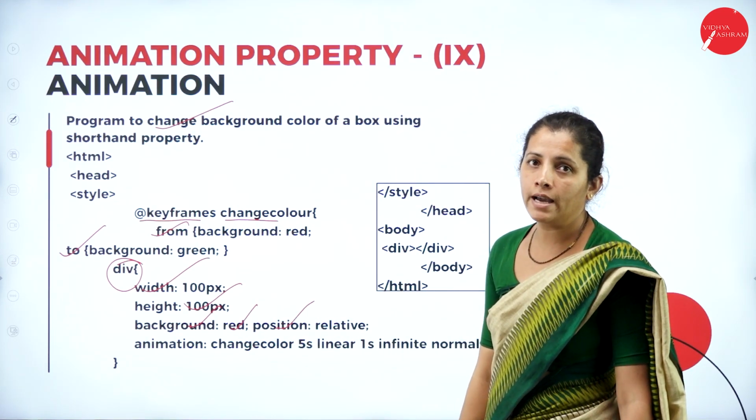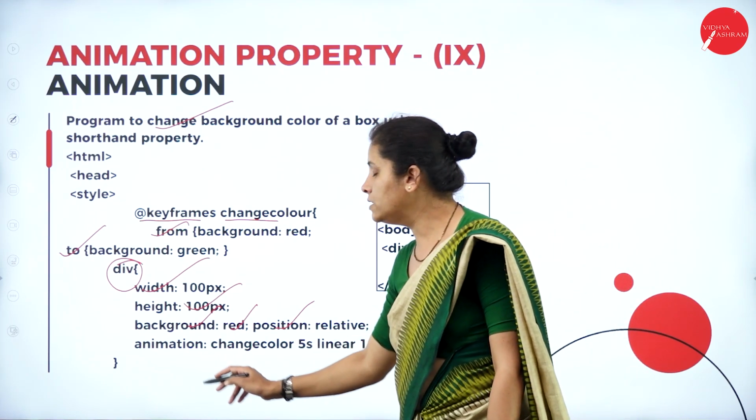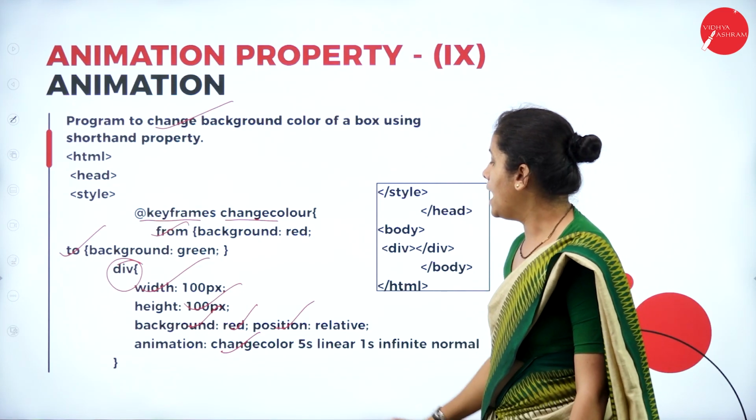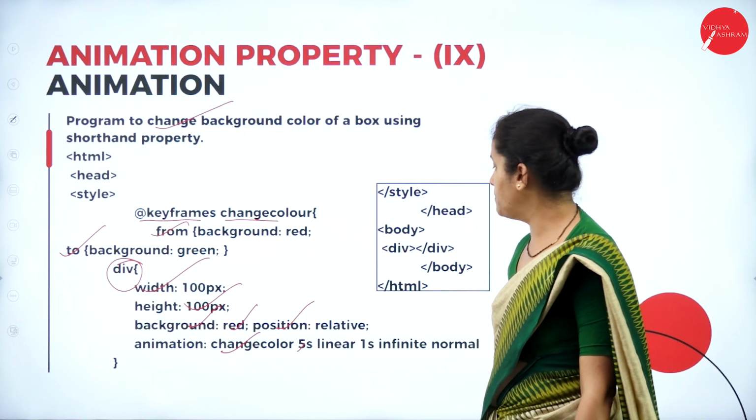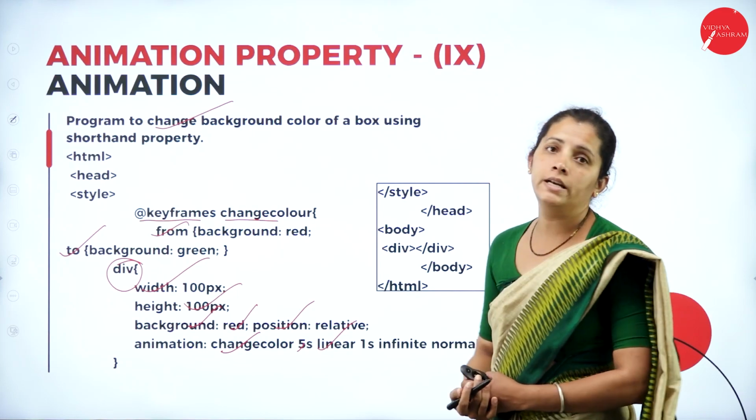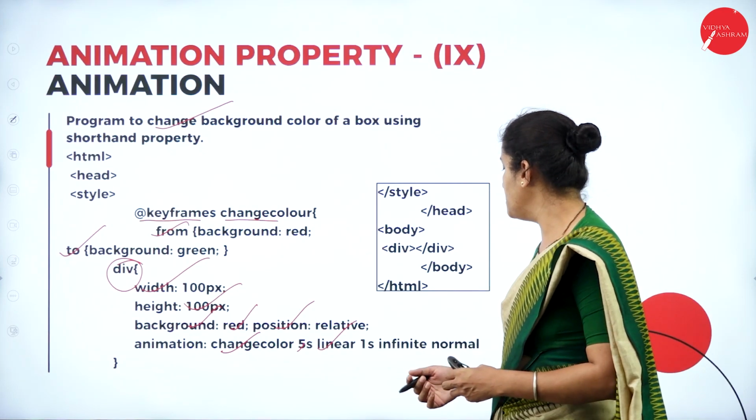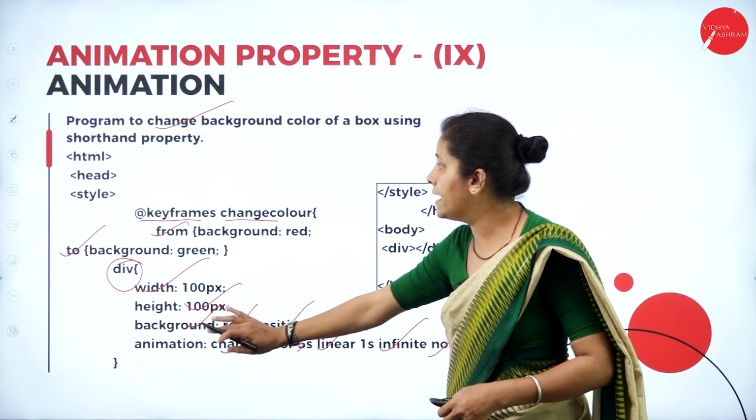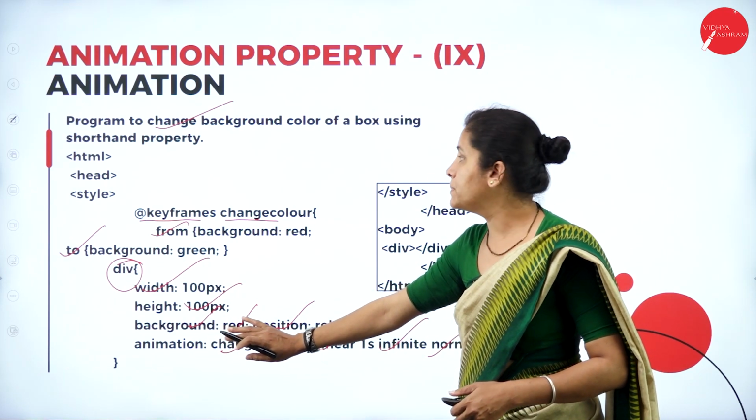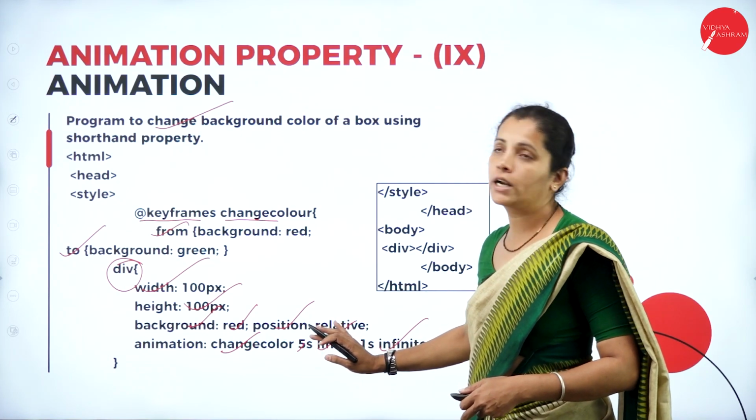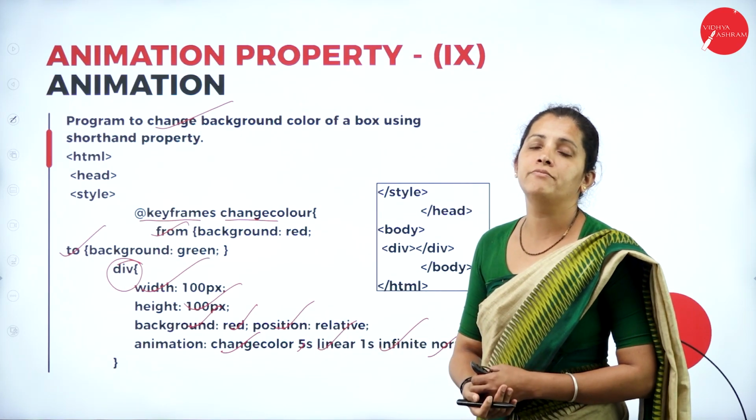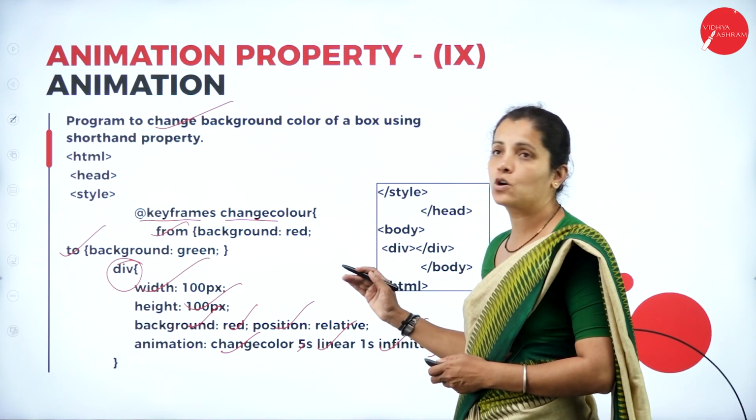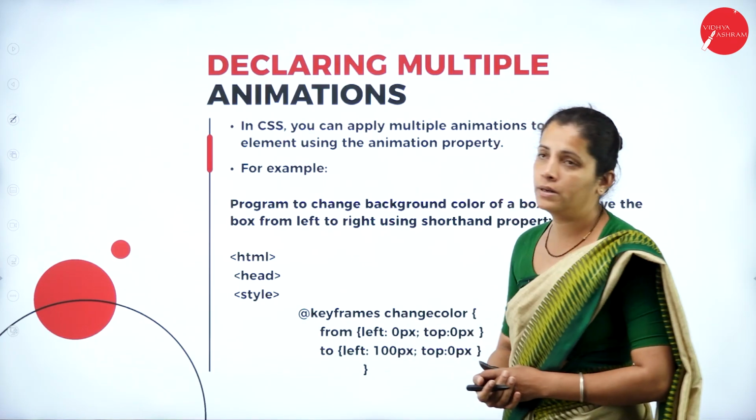Then I'm going to specify the animation with the values: the animation name, animation duration, the type of the animation, and how many times I want to repeat the animation. All those things I'm going to write in one single line. This kind of representation is called the shorthand property. So specifying multiple animation properties in one single line is called the shorthand property.